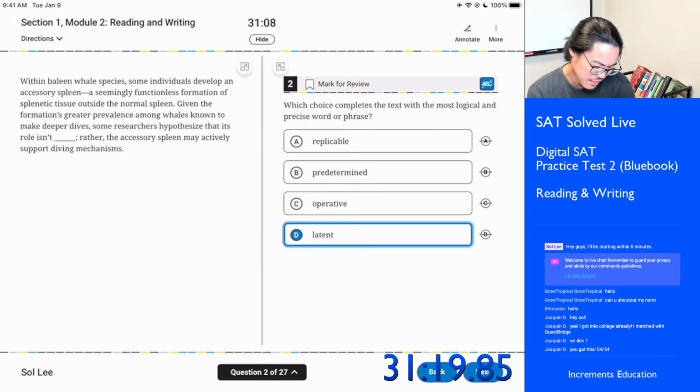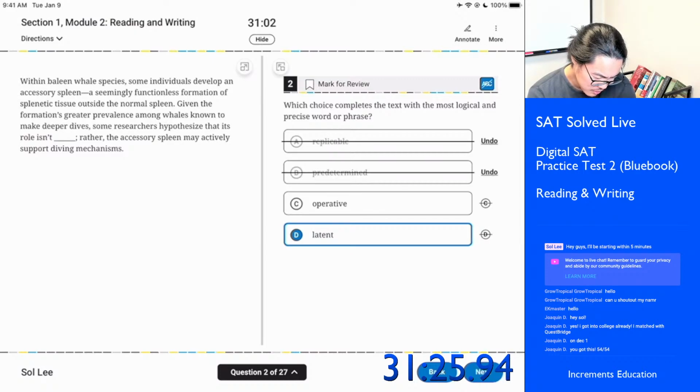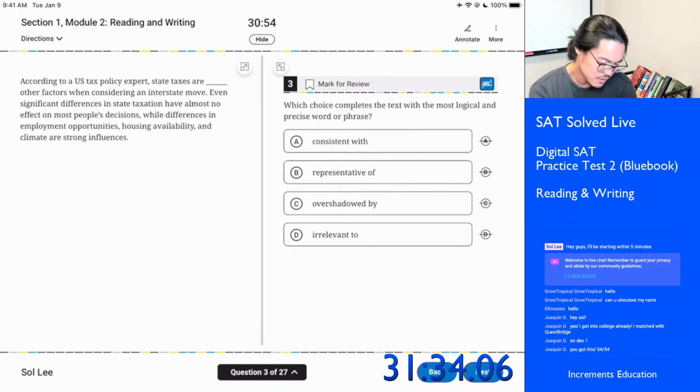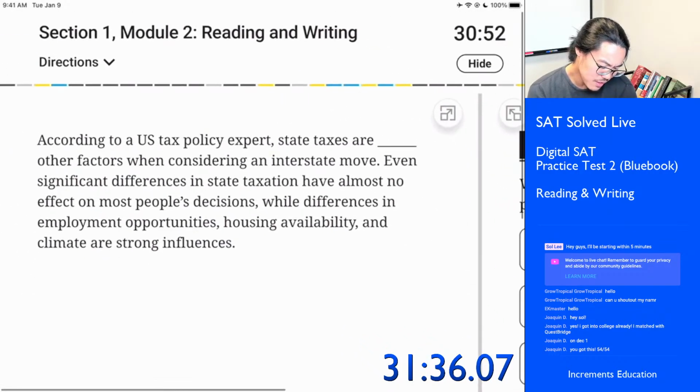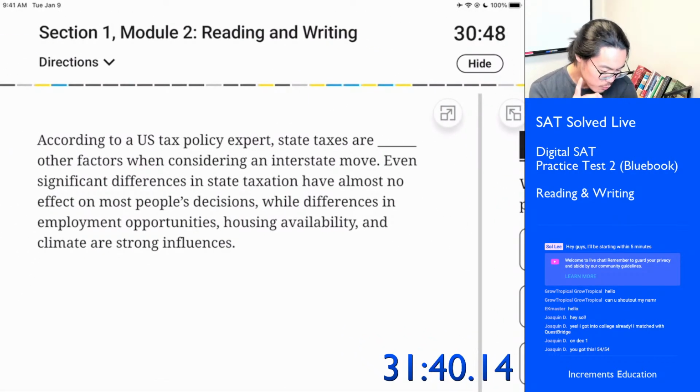Its role isn't latent? That's not a good word. But this is wrong, and this is wrong, and this... Okay, this is the opposite. Yo, that's not a good word. That's so easy to fix, College Board. Just change that word. That's one word that you can change.